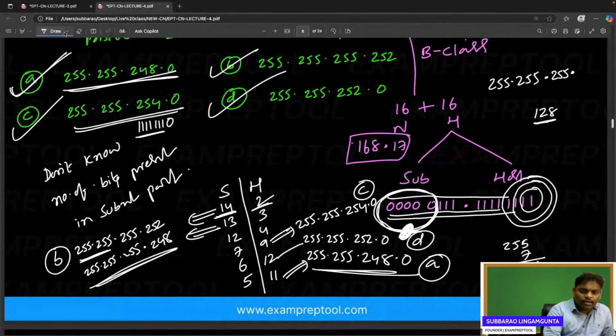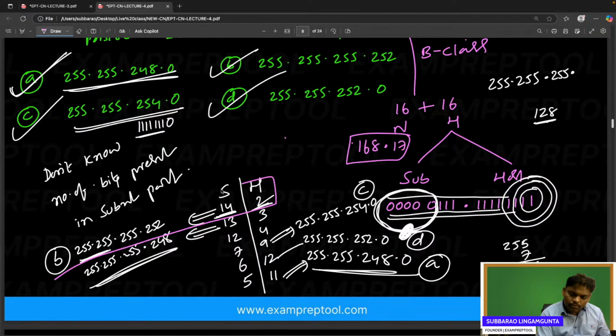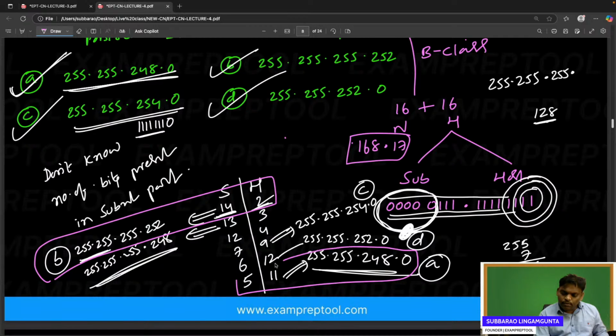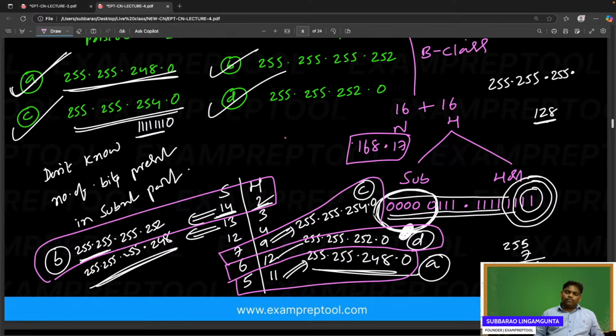I have given a very clear explanation. See, this is option B. 255, 255, 255, 248. Where? Yeah, it's not there in the options. It's okay. Right? This is option A. This is option D. This is option C. Maybe I may be wrong also because there are more calculations, I may have done something wrong also.